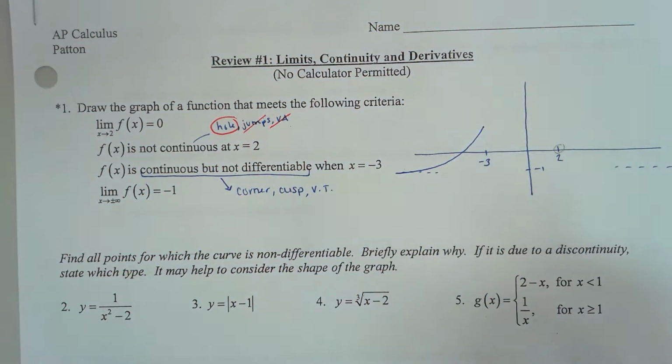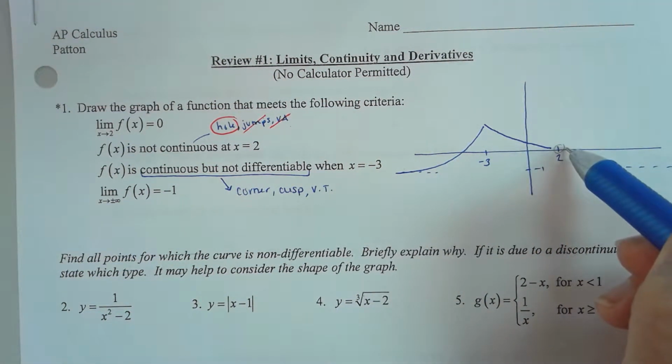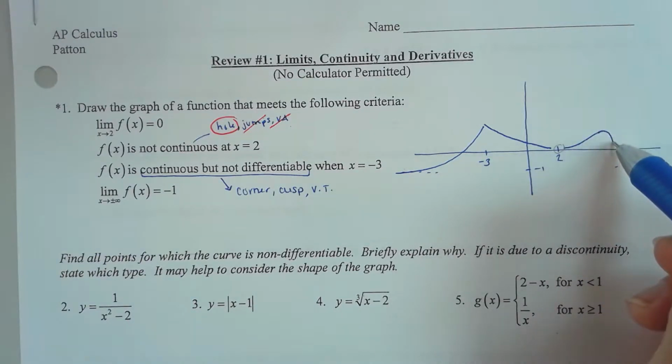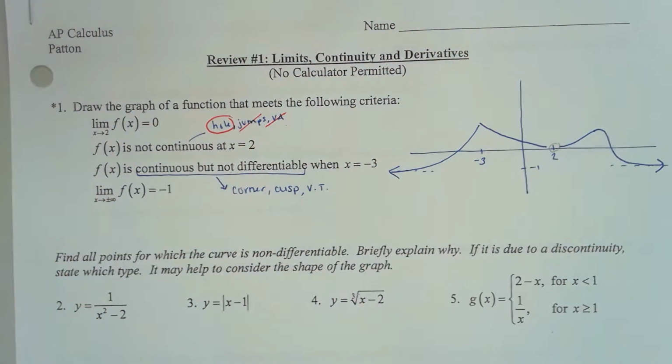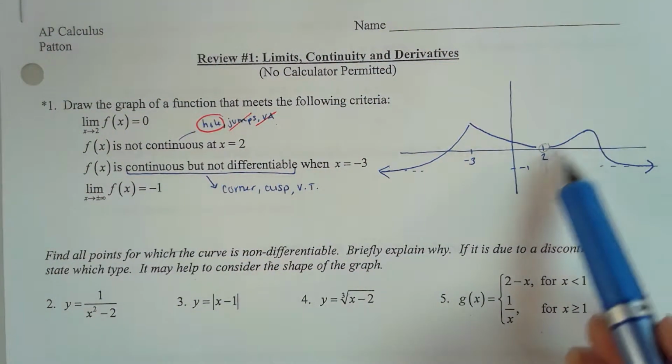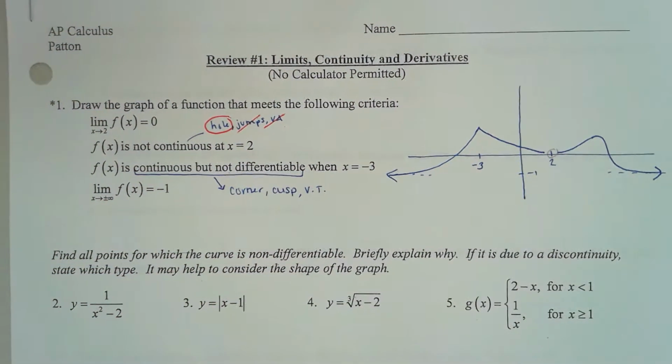I want to have a corner or a cusp at negative 3. I want to approach 0 as I get closer to 2. Oh, I went up instead of down, so I'll just turn around, and then flatten out in the ends. I did that because I just kept going up when I realized I needed to go down. That's okay. And there we have it. That's number one.